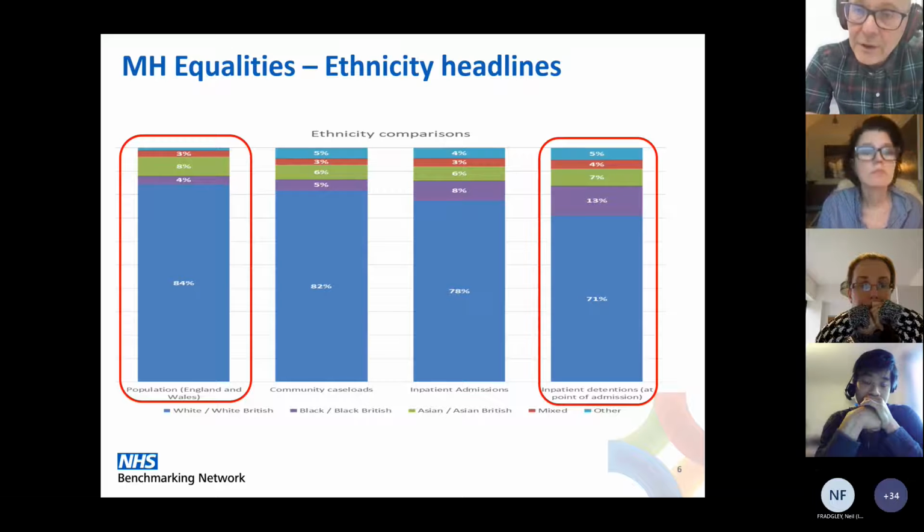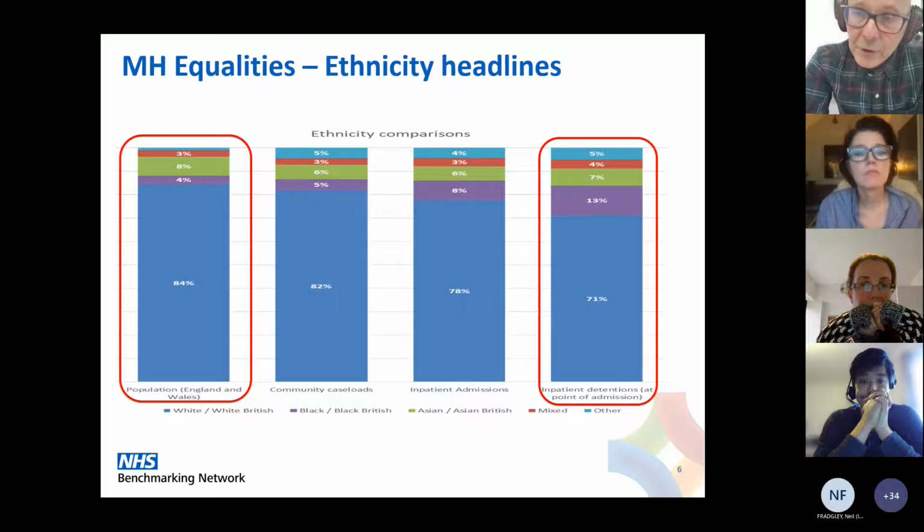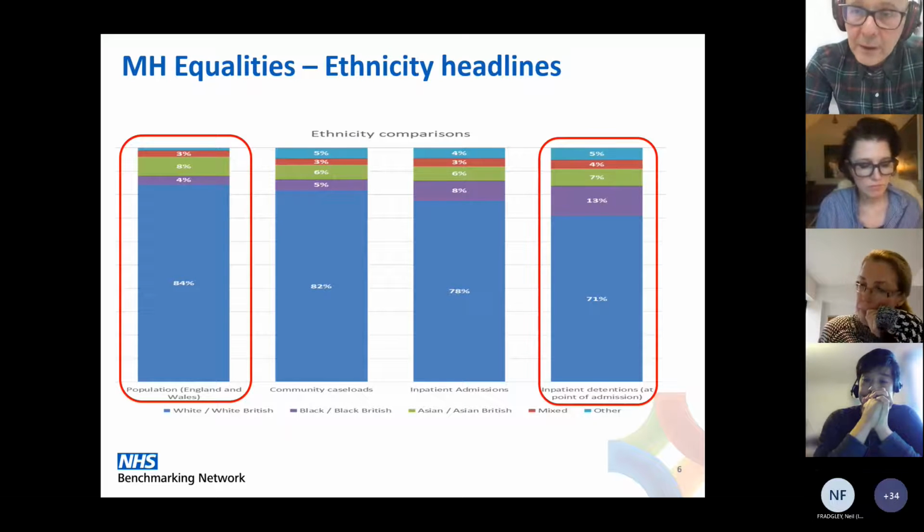is we see the start of the story around inequality, with BAME patients more likely to be admitted to mental health services. And it's particularly clear from that data that it's Black British people who are most exposed, actually, and they're twice as likely to be admitted to a mental health bed as the rest of the population.